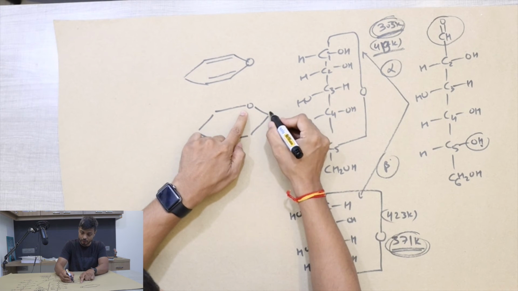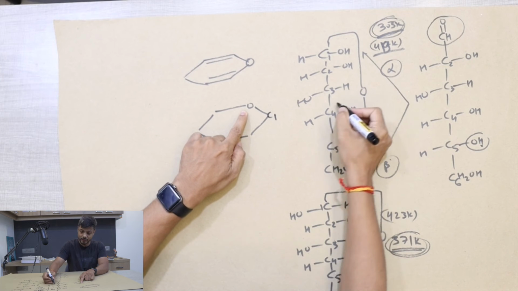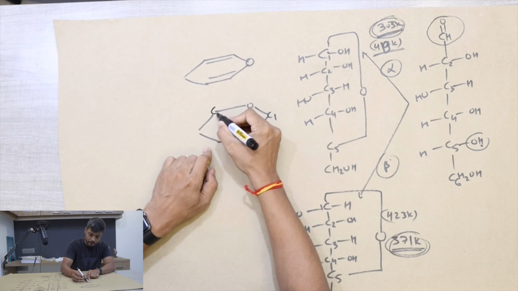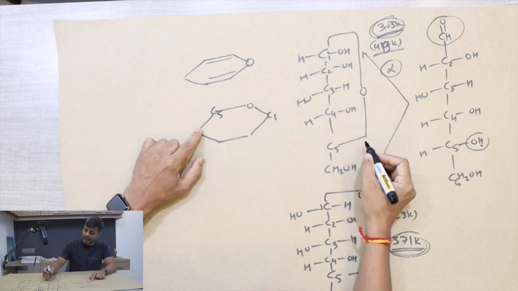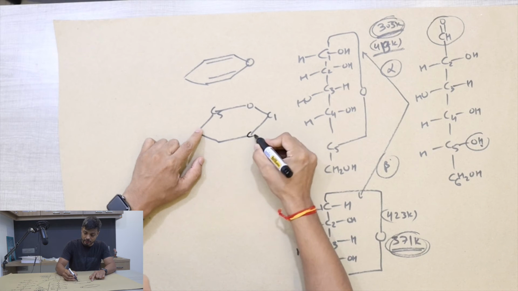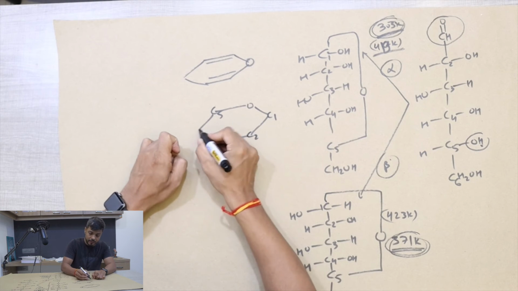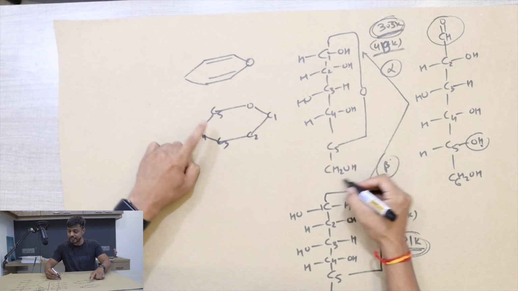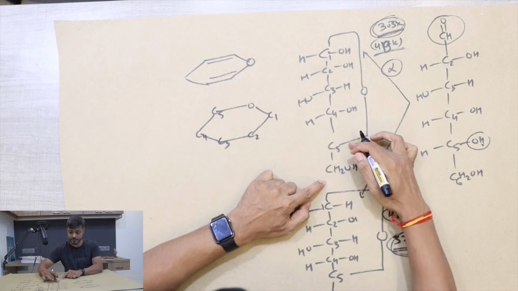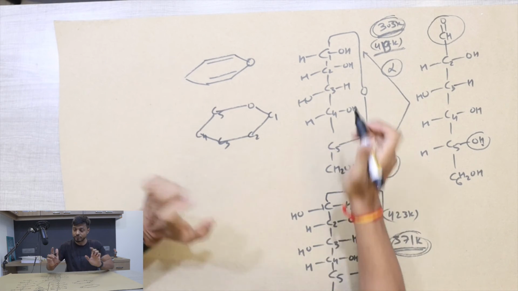So this oxygen is connected to carbon number 1 as well as carbon number 5. For the rest of the molecule, this will be carbon number 2, carbon number 3, carbon number 4, and CH2OH is not part of the cyclic structure. So that I will be drawing. Now see, how do we draw?